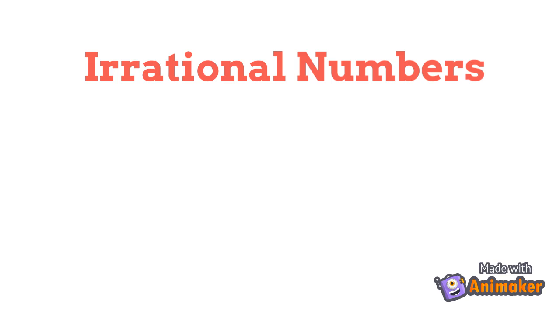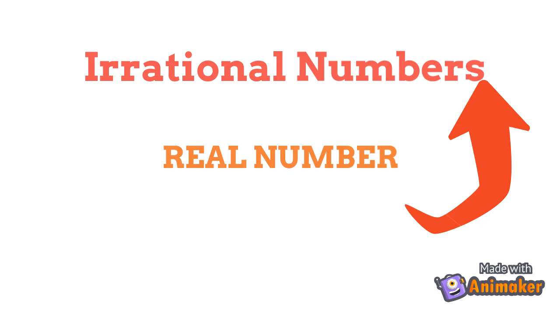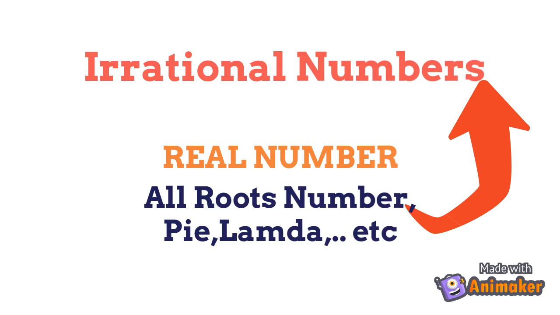So the first topic is irrational numbers. What is an irrational number? An irrational number is a real number that cannot be expressed as a ratio of integers. If we take some examples of irrational numbers, then we can say that all the root numbers are irrational numbers, like pi, lambda, or root 2, root 3, anything. These are all irrational numbers.